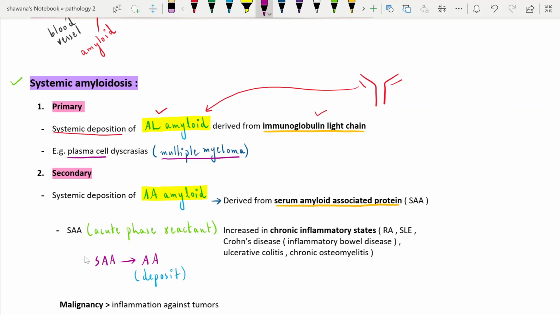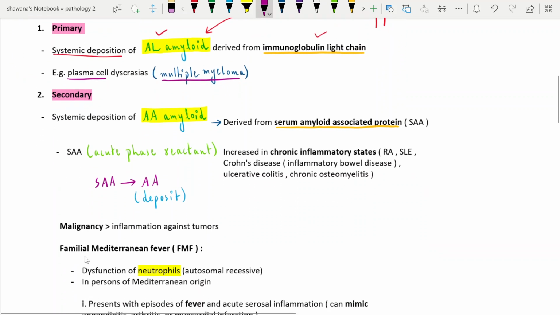Multiple myeloma is a condition in which the plasma cell starts to produce abnormal proteins, and it is deposited as AL amyloid, as we are discussing primary systemic deposition, right? So AL amyloid is deposited in the systemic type of amyloidosis. The second is the secondary. Secondary is the systemic deposition of another type of amyloid protein known as AA amyloid.